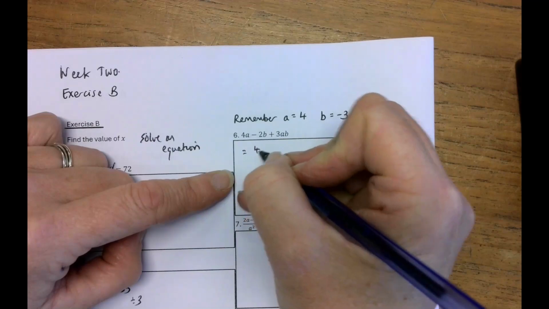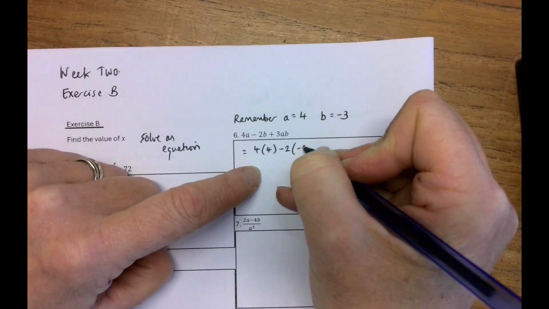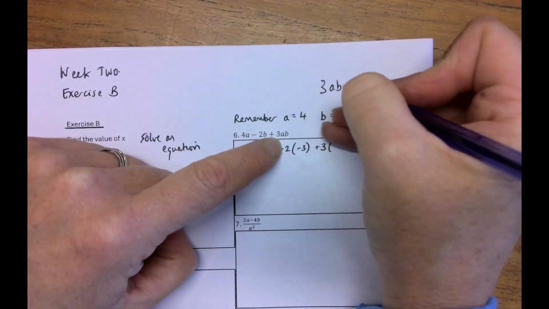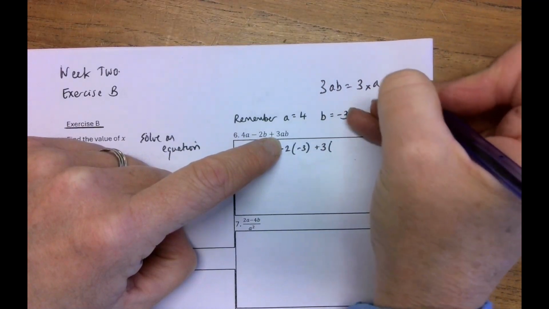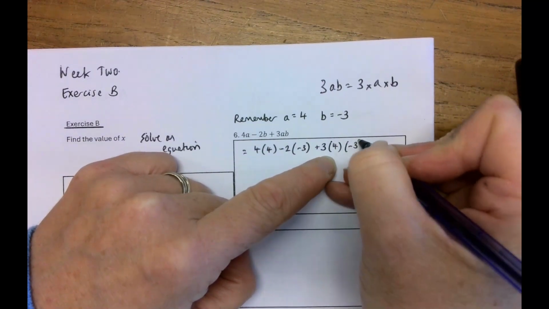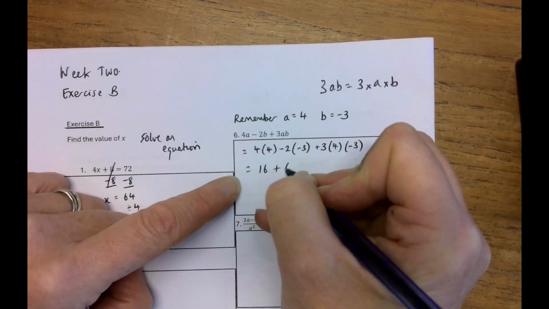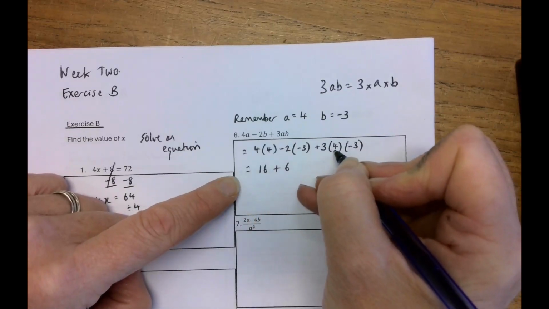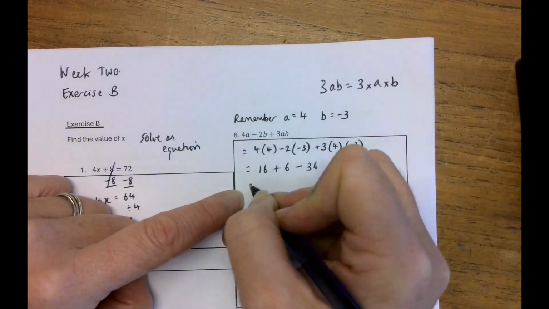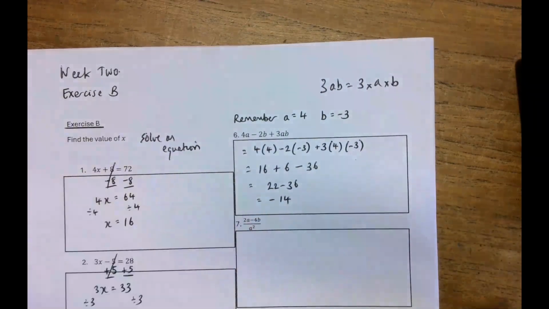So here we've got 4a is 4 by 4, minus 2 by b is minus 3, plus 3 by, now this 3ab is 3 times a times b. So 3 times 4 times minus 3. So 4 fours are 16, minus 2 by minus 3 is plus 6, and 3 by 4 is 12, and 12 by minus 3 is minus 36. So I've got 16 plus 6 is 22 minus 36, which equals minus 14.